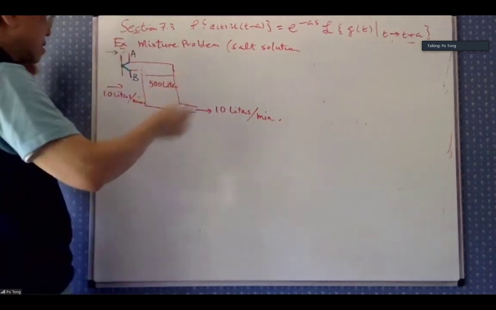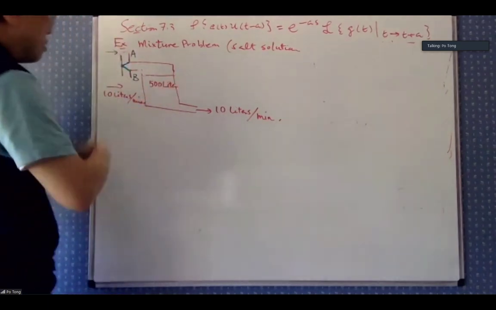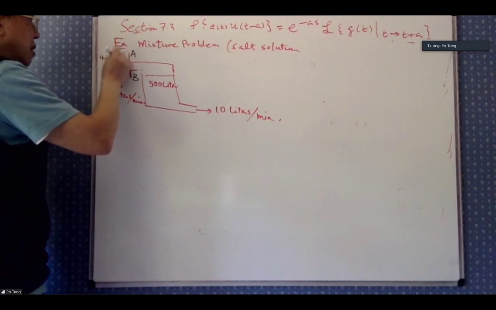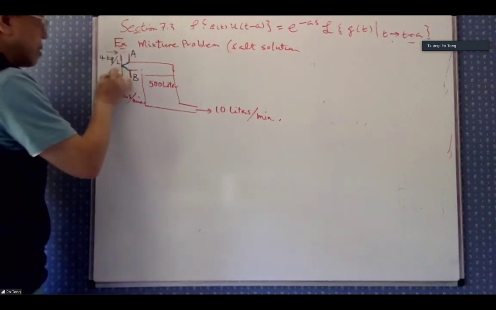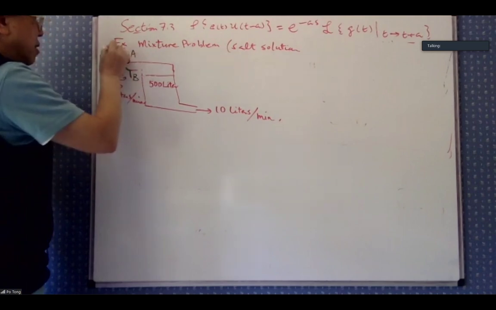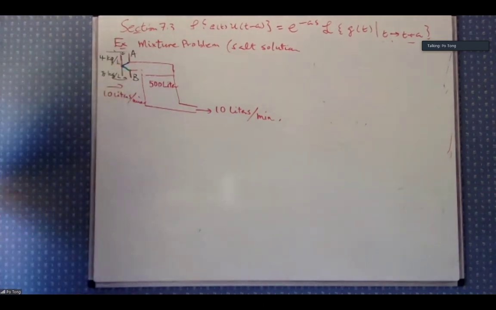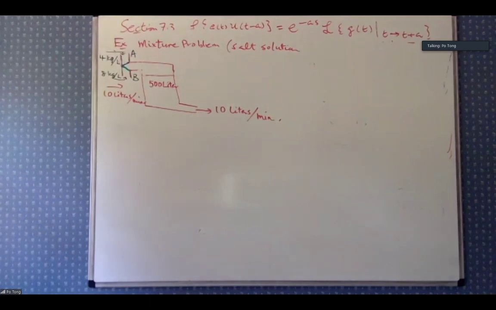Let's say it has a concentration of 4 kilograms per liter. This other path will be, let's say, 8 kilograms per liter. Okay, you guys understand what I'm doing?